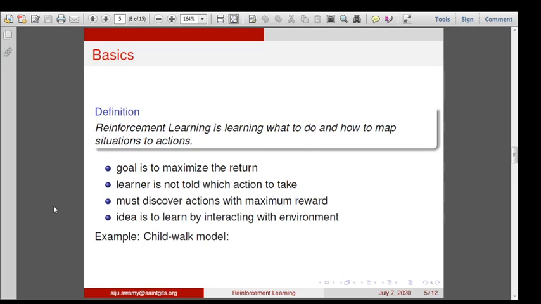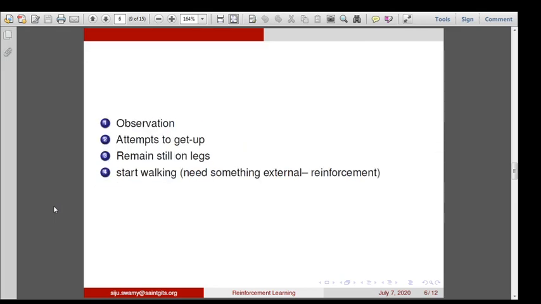For an example, let us discuss how a child learns to walk. The psychologist says that there are three distinct steps, namely observation, perception, and expression. Observation means the child will look at his parents and the people around him to see how to walk. That is the observation step.